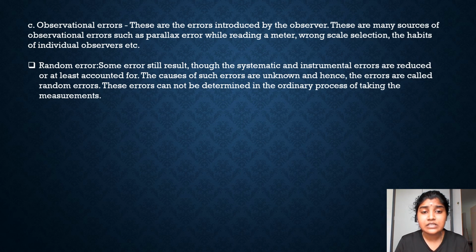Random errors. Some errors still result though the systematic and instrumental errors are reduced or at least accounted for. The causes of such errors are unknown and hence the errors are called random errors. These errors cannot be determined in the ordinary process of taking the measurements.